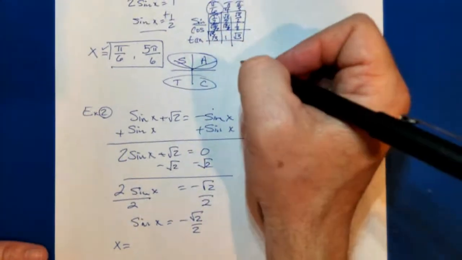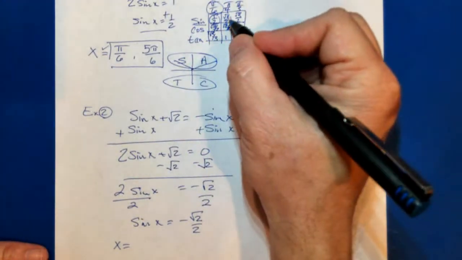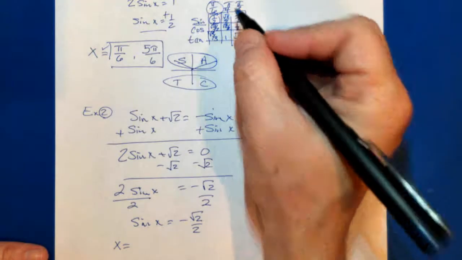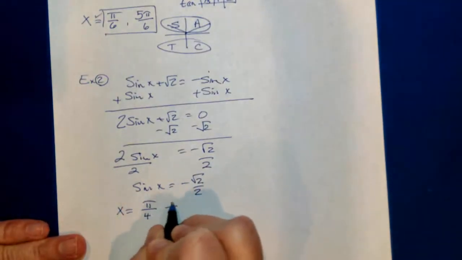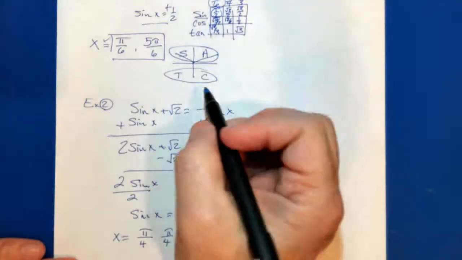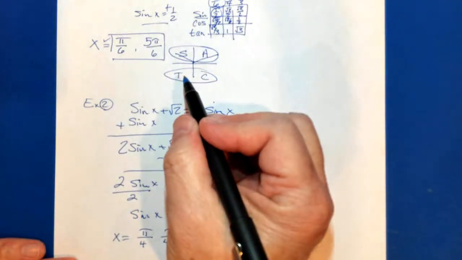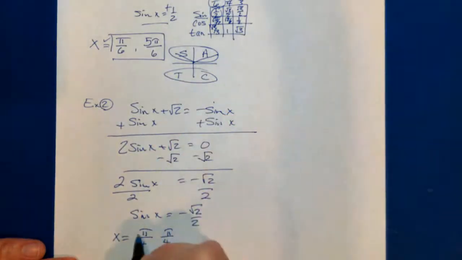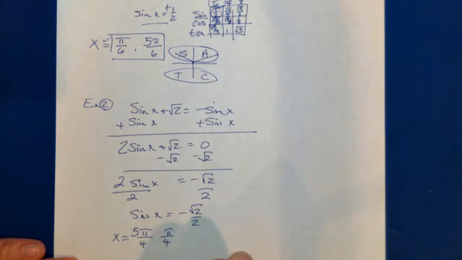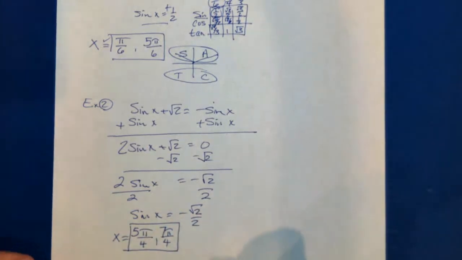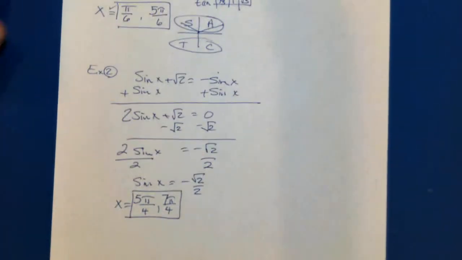We know that the sine is equal to the square root of 2 over 2 at pi over 4. So we're going to have 2 pi over 4s. Pi over 4 in quadrant 3 is what? That's right, it's 5 pi over 4. And pi over 4 in quadrant 4 is 7 pi over 4. So our 2 answers would be 5 pi over 4 and 7 pi over 4.